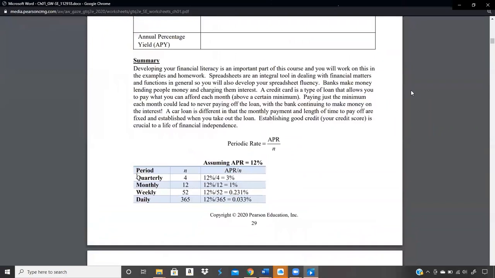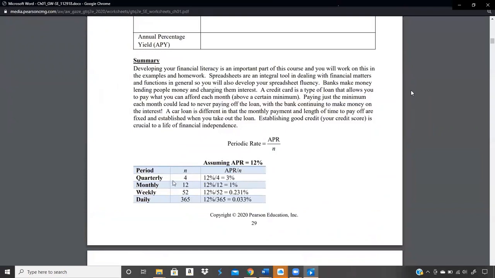Here are some of the things I previously mentioned about compounding intervals, and we typically label this as an N. So periodic rate, where we take the APR divided by the number of periods. Again, this is typically labeled as an N. You will see that over and over throughout this course. N is the number of periods per year.